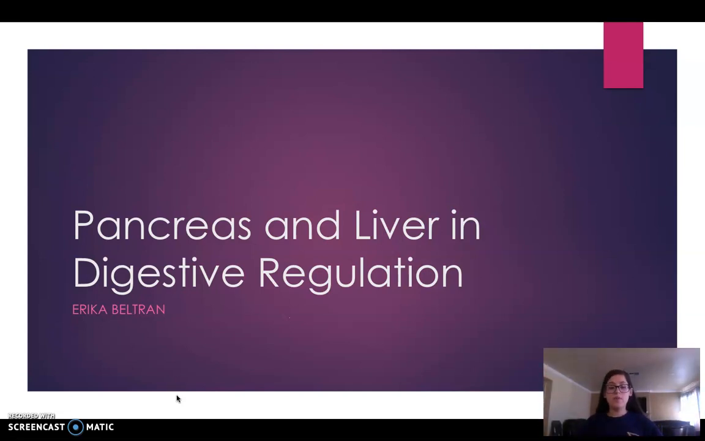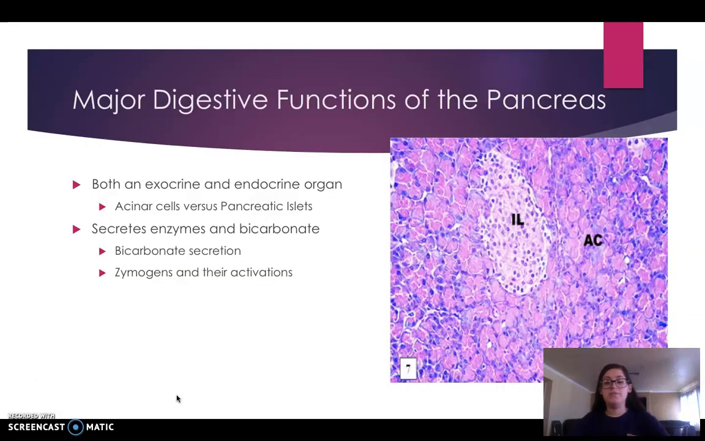Okay, so I'm going to be doing my presentation on the pancreas and liver and their roles in digestive regulation. So the major digestive functions of the pancreas. The pancreas is both an exocrine and endocrine organ, meaning that it has its exocrine functions of secreting certain things, in this case digestive juices, through a gland, and endocrine functions, which is the release of hormones.